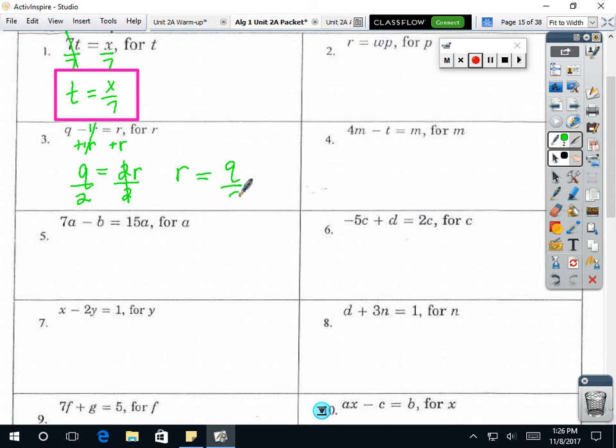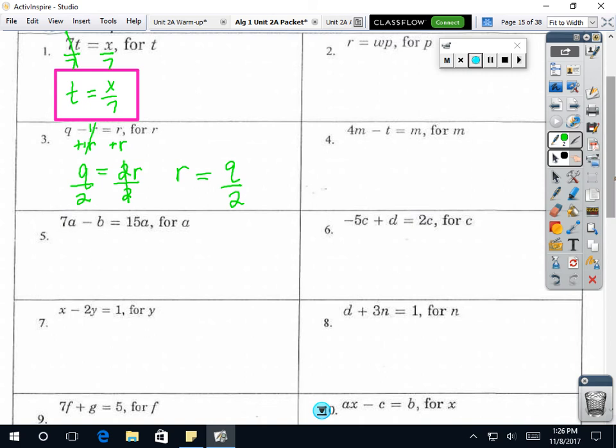Now, before I rewrote it, wasn't it Q over 2 equals R? And now I rewrote it as R equals Q over 2. There's a property that says I can do that. It's called the symmetric property. It tells me that I can just flip-flop the sides like that if I want. I prefer to say what I'm solving for first, so that's why I flip-flopped and put R on the left and Q over 2 on the right. The symmetric property allows me to do that.